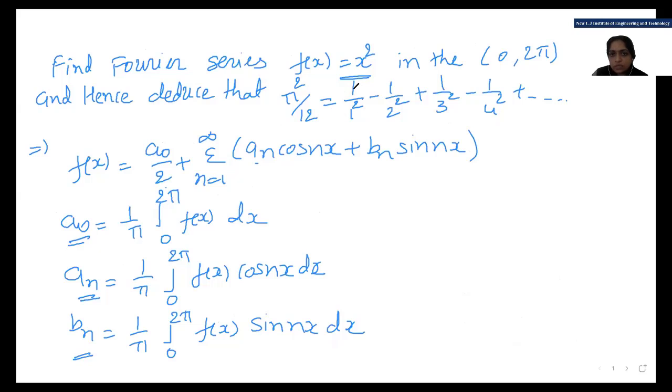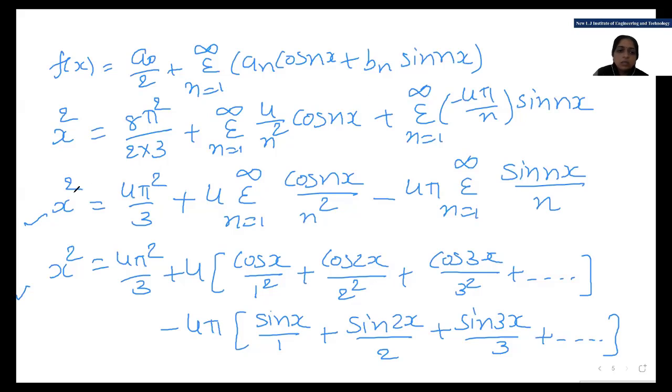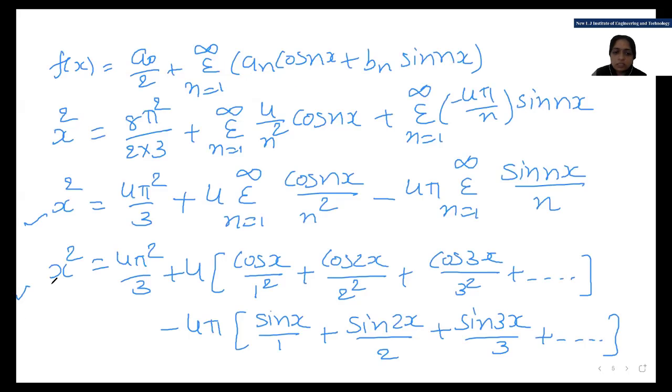See carefully, our equation is 1 upon 1 square, 1 upon 2 square, 1 upon 3 square, like that, okay? So we have to put a value of x here. We just need 1 upon 1 square, 1 upon 2 square, 1 upon 3 square, like that. We don't need 1 by 1, 1 by 2, 1 by 3, right? So by putting x is equal to pi, our left hand side is x square, so that is pi square.